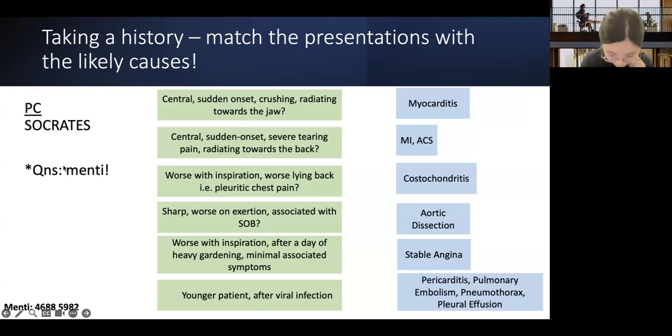So I see a lot of answers for MI and ACS. That's correct. See some in aortic dissection as well. It's possible, but because of the radiating towards the jaw, you would think more of an MI. Let's go to the next one. This one. Yeah, correct. That would then be more suggestive of aortic dissection. Really good, guys. I'm just gonna move on to the next one.